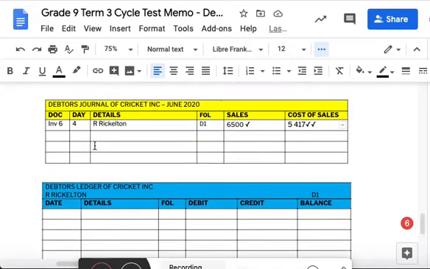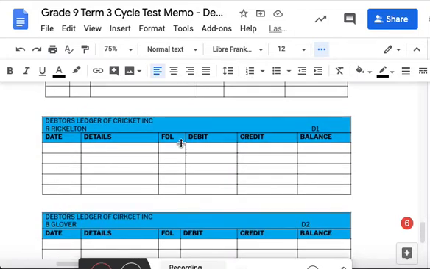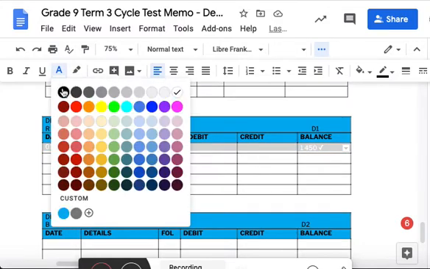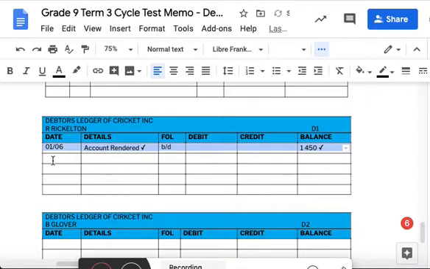How would we start off Rickleton's debtors ledger? Okay, obviously we know that he's purchasing from us again, but what is the first detail that we put into the debtors ledger? Account rendered, spot on. What would the date be? The first of the month, so it would be the 1st of June. We'd have account rendered, and at the top they give us his balance of 1,450. Okay, everyone happy with that so far?